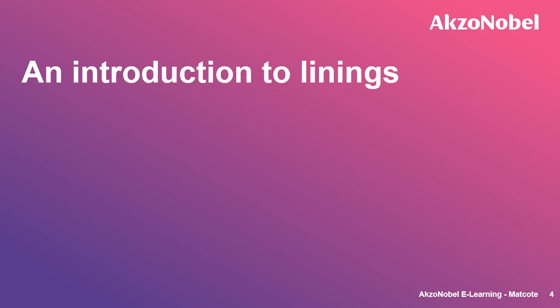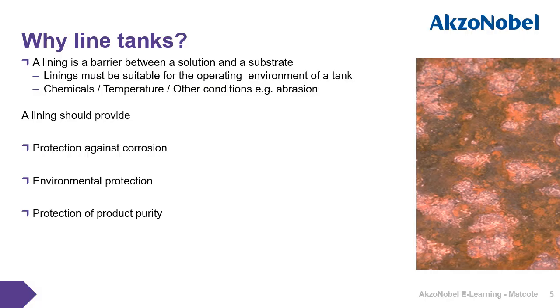So first, let's have a brief look at an introduction to linings. So why do we need to line tanks and use linings such as the Matcote system? Well, a lining is a barrier between a solution and a substrate, and all linings must be suitable for the operating environment of the tank. That's both against the cargo inside the tank and any climatic or atmospheric conditions outside the tank.